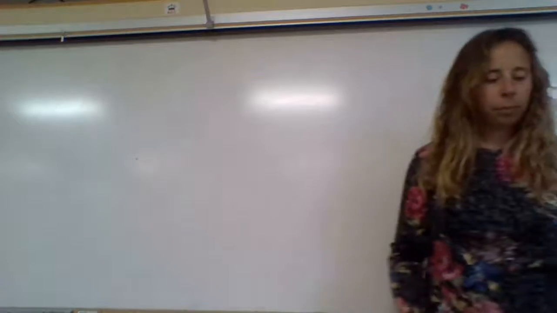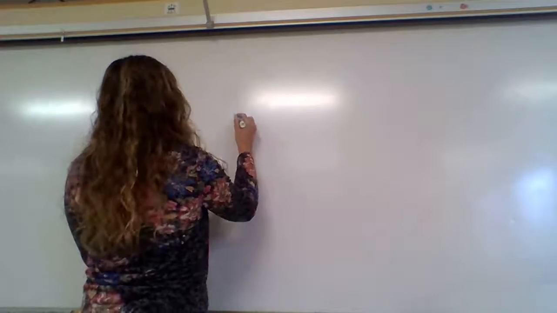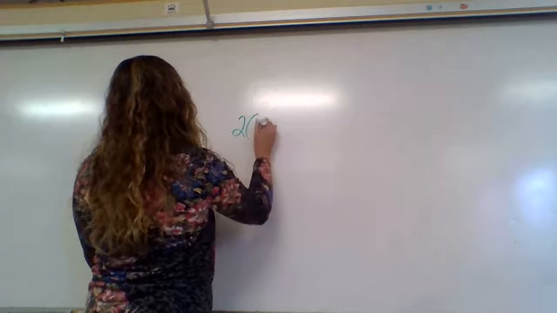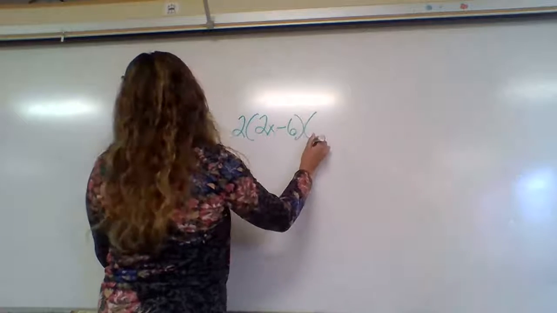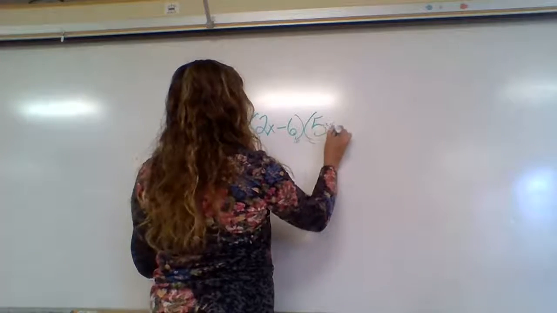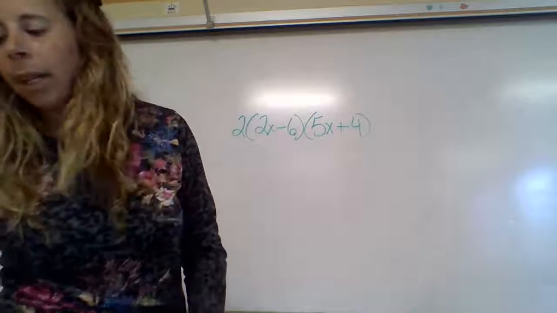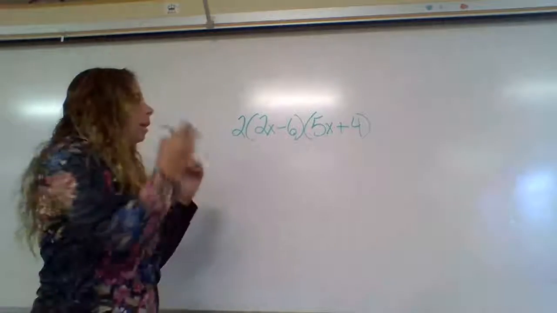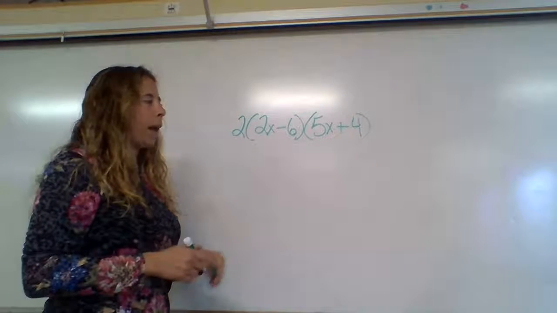Let me see if I can write below the glare. Aha. So your first one is (2x - 6)(5x + 4). That's your first problem, and it says simplify. This is purely practice on FOILing and distribution.